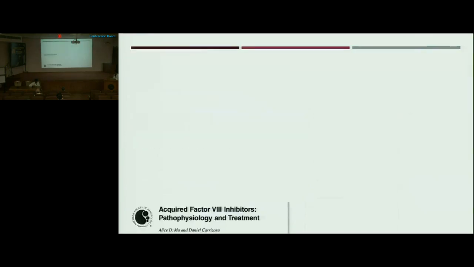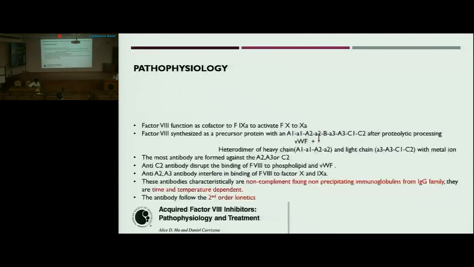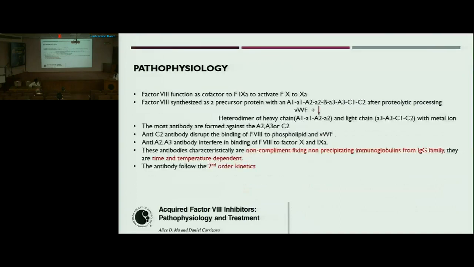The pathophysiology: factor 8 acts as a cofactor for factor 9 to activate factor 10 to 10A. It is synthesized as a proteolytic process and combines with the von Willebrand factor to form a heterodimer of heavy chain and light chain. Most of the antibodies are formed against the A2, A3, and C2 fragments of factor 8. The antibody against C2 disrupts the binding of factor 8 to the von Willebrand factor and the phospholipid. The antibody against A2 and A3 interferes with factor 8 with factor 9 and 10.